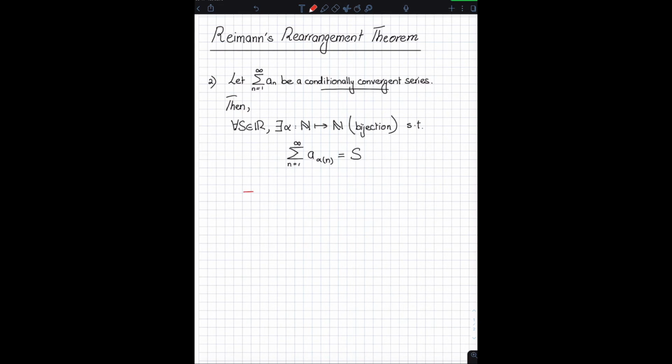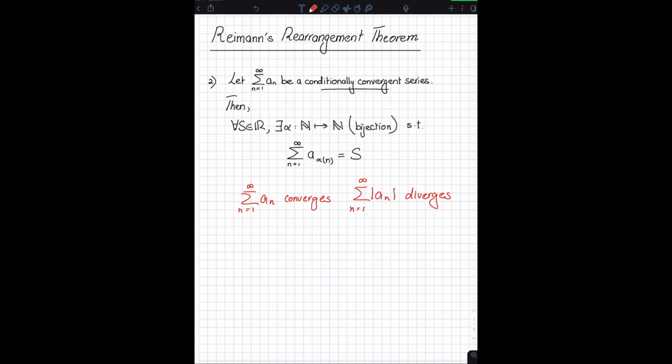The first way is that the summation from n equals 1 to infinity of a of n converges, but the summation from n equals 1 to infinity of the absolute value of a of n diverges. So it's essentially a series that converges, but that diverges when each of its terms is summed up in absolute value. So that's one way to think about it.